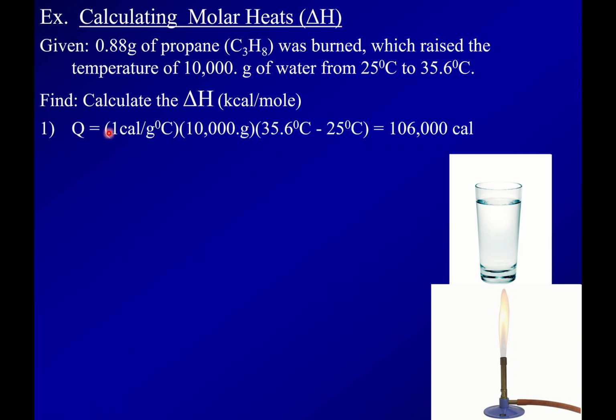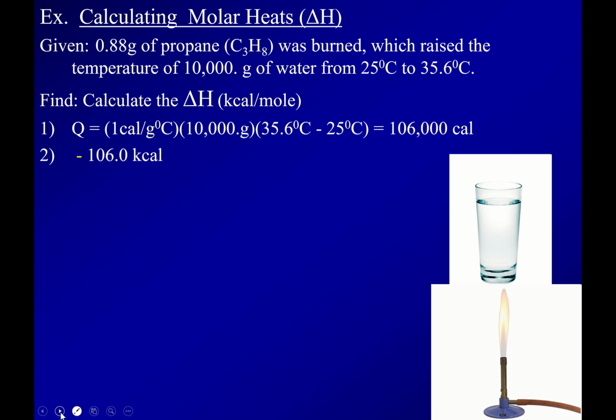So Q formula, Q equals CP of the water times the mass of the water times the temperature change of the water, 106,000 calories. Well, let's go ahead and turn that into kcals. So kilo is 1,000 times. So 1, 2, 3. We're going to move our decimal, and we have 106 kcals.